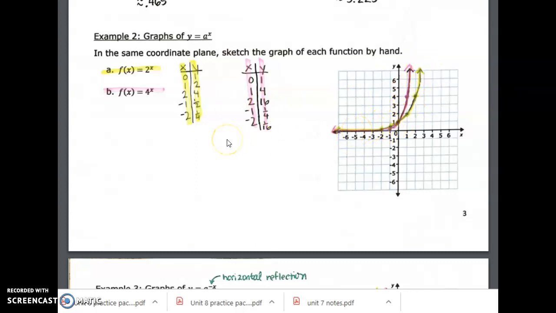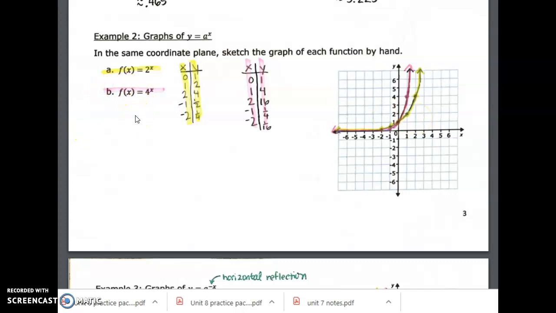And one thing that I'd like to point out about the graph is that it doesn't matter how negative I make my exponent. I'm always going to have some number that approaches 0 but never gets to 0. So all exponential functions have a horizontal asymptote.